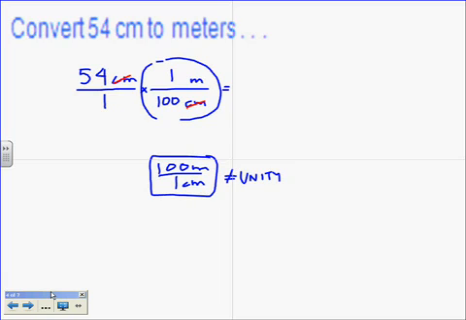So what we do is we take the numerator, 54, times the numerator, 1 meter, and we have 54 meters as the result of that multiplication. 1 times 100 is 100, and our answer ends up being 0.54 meters. Again, this is a very easy calculation, but we're just trying to show you how to do this kind of calculation using a simple start.